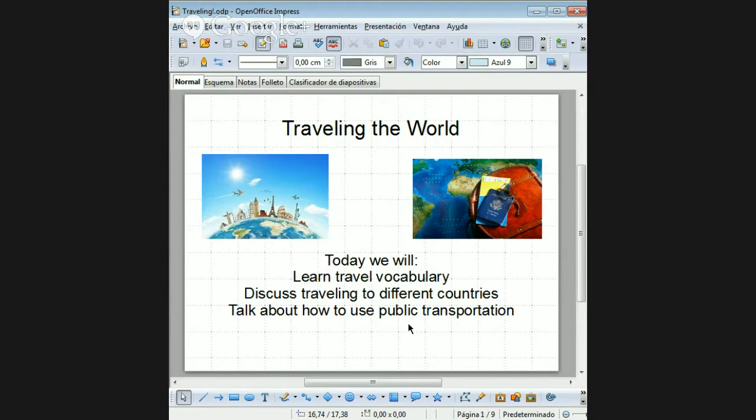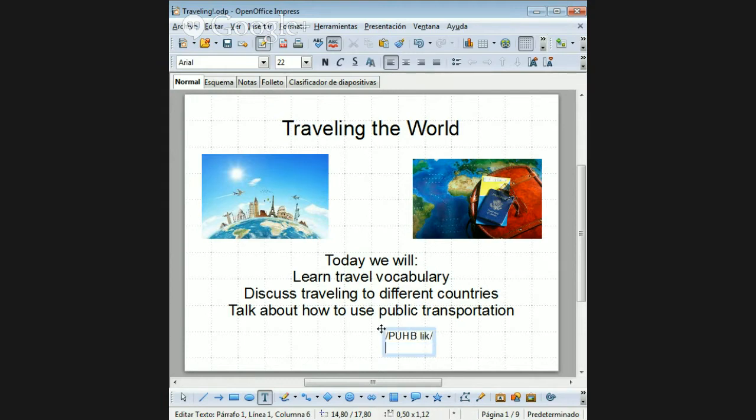Today we will learn travel vocabulary, discuss traveling to different countries, talk about how to use public transportation. Nice. Okay. That was really good. The only small thing that I saw, public. Can you repeat public? Public. Yeah, public. Perfect. Public. I think that sounded good otherwise.